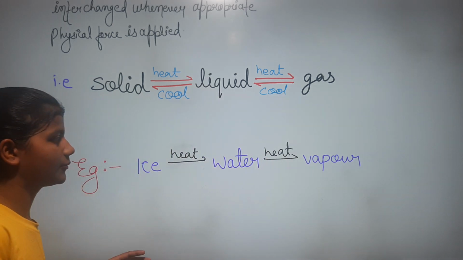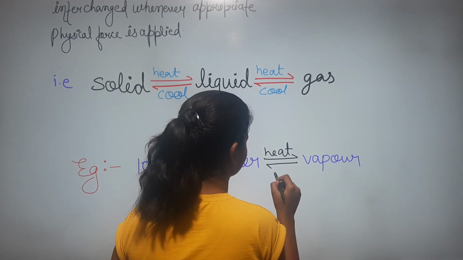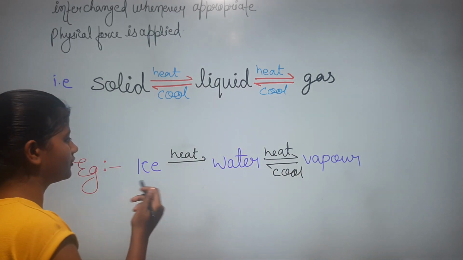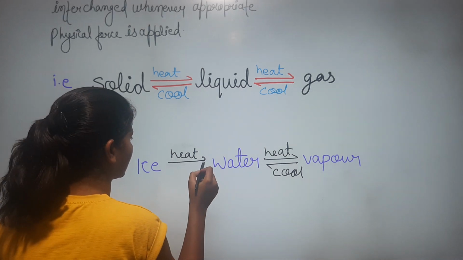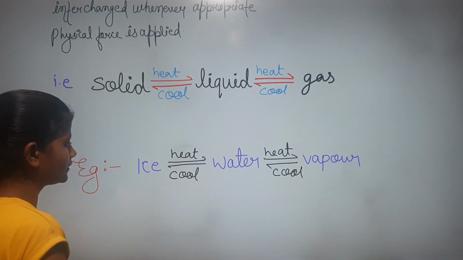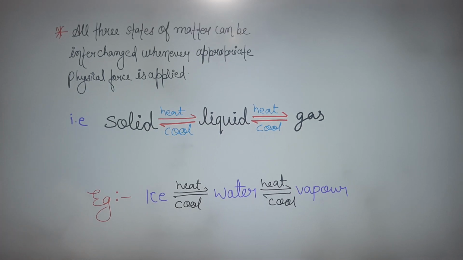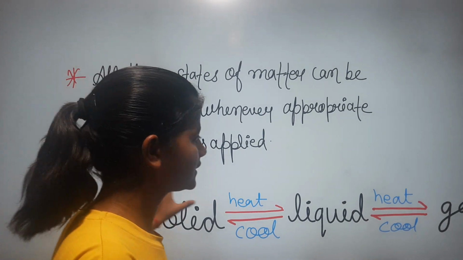And again, when a vapor is cooled, it turns into what? Water. And when the water is cooled with the help of refrigerators, it turns into ice. So all three states of matter can be interchanged whenever appropriate physical force is applied.